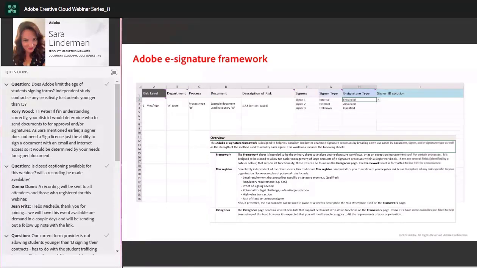So when you use this framework properly, it can really augment the existing risk analysis processes that you already might have in place. It can help your organization think more critically about e-signatures, and it provides a basis for more productive internal discussions about your e-signature policies. So it's a really great tool.